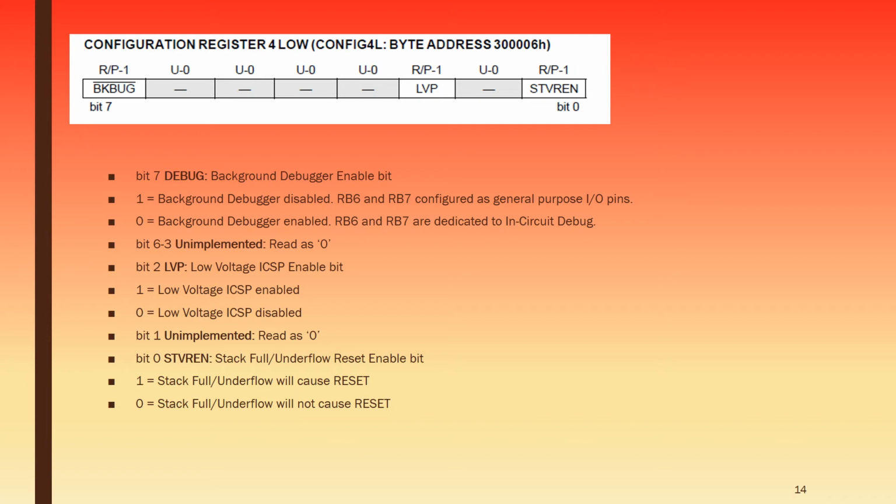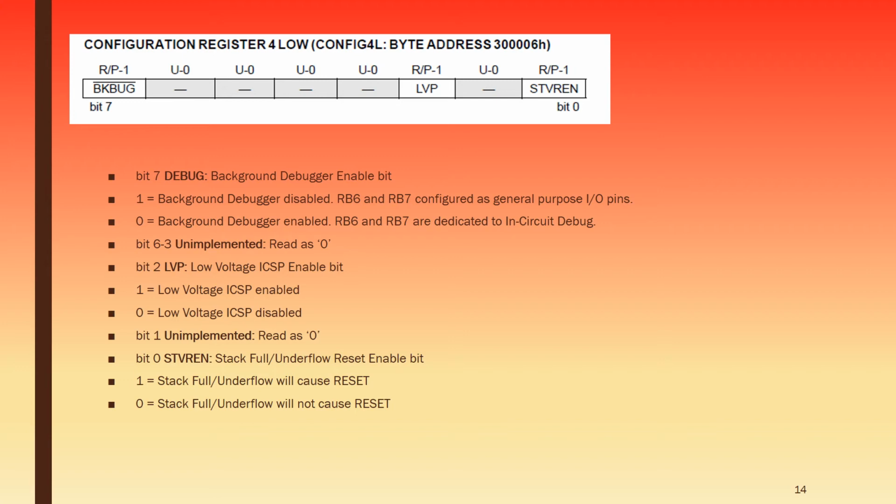Bit 2 is LVP, the low voltage ICSP enable bit. If it is 1, it is enabled; if 0, it is disabled. So low voltage programming is also provided in these PIC controllers. Then bit 1 is unimplemented, read as 0. Bit 0 is STVREN, the stack full/underflow reset enable bit. When it is 1, it causes a reset, and when it is 0, it will not cause a reset. So you also have to remember the significance of this particular STVREN bit.